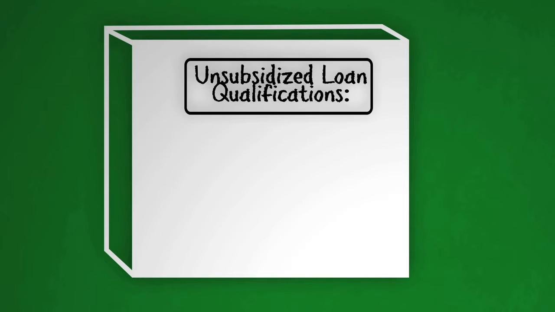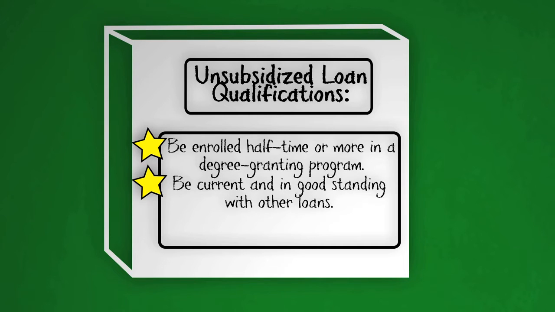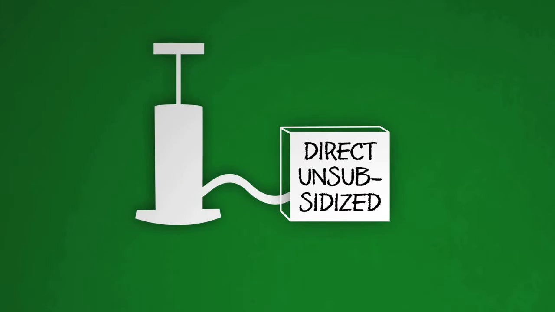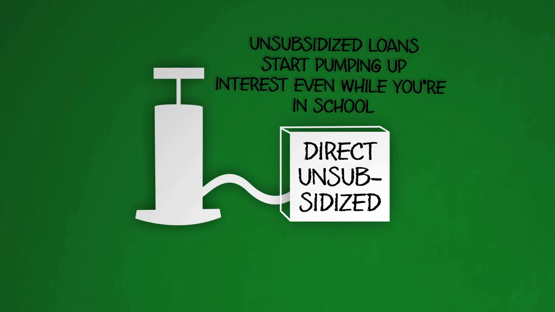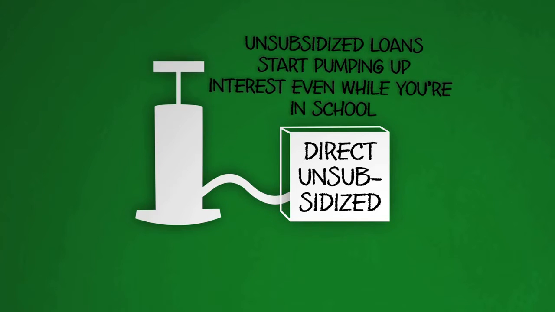To qualify for the direct unsubsidized loan, you must be enrolled half-time or more in a degree-granting program, be current and in good standing with your current lender with any student loans you may already have, including undergraduate loans, and be a U.S. citizen or eligible non-citizen. Your direct unsubsidized loans begin accruing interest from the date of initial disbursement, so it may be best to pay for this interest while still in school if you can, although you are not obligated to.